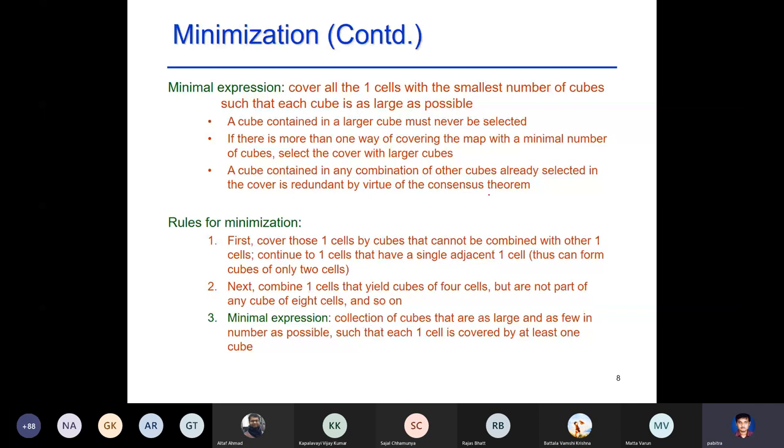A cube contained in any combination of other cubes already selected in the cover is redundant, because they are all covered by the consensus. You will see that. So here is my rule of, I'll come back to this, the consensus theorem. So here is the rule of minimization.